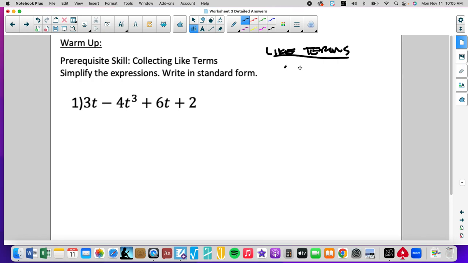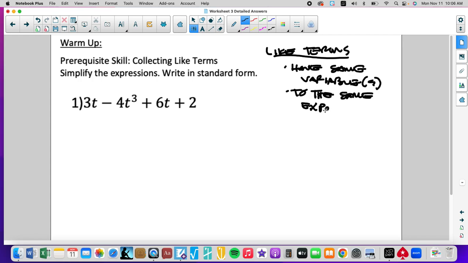Like terms have the same variable. And then the most important thing is the same exponent. And I should say variable or variables to the same exponent. So first thing we look for are like variables.